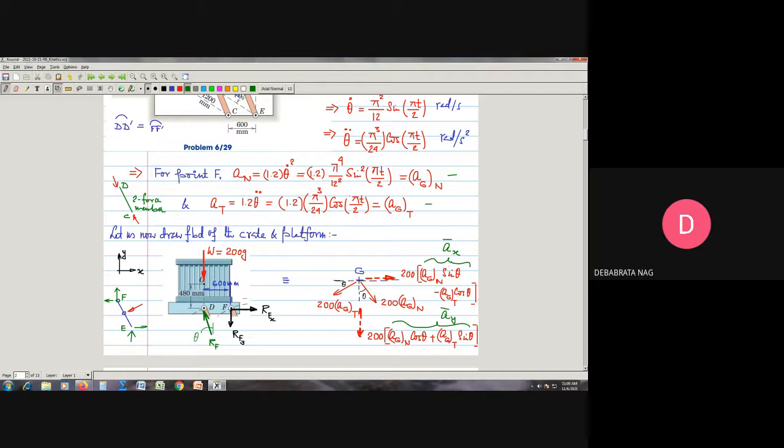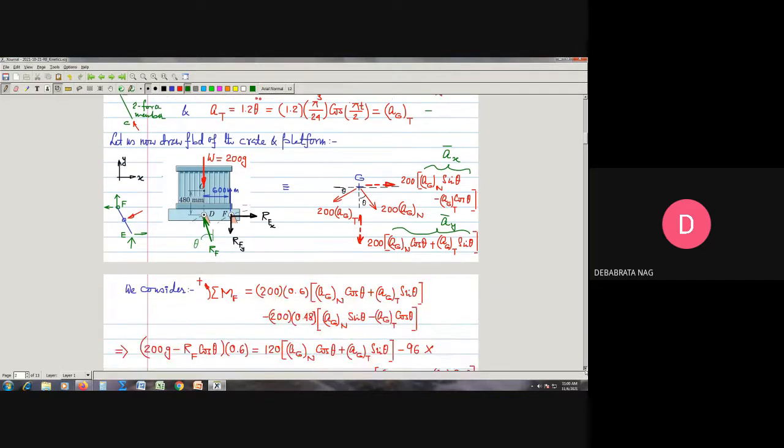So you see this will be your a bar x and this will be your a bar y, and we get therefore that these dotted lines, these vectors, represent the corresponding 200 times a bar x, where a bar x is equal to AGN sine theta minus AGT cos theta, and this should be equal to 200 a bar y, where a bar y is equal to AGN cos theta plus AGT sine theta. So this is your free body diagram, and this is what is termed the equivalent kinetic diagram. Once this is done, we are ready for our analysis.